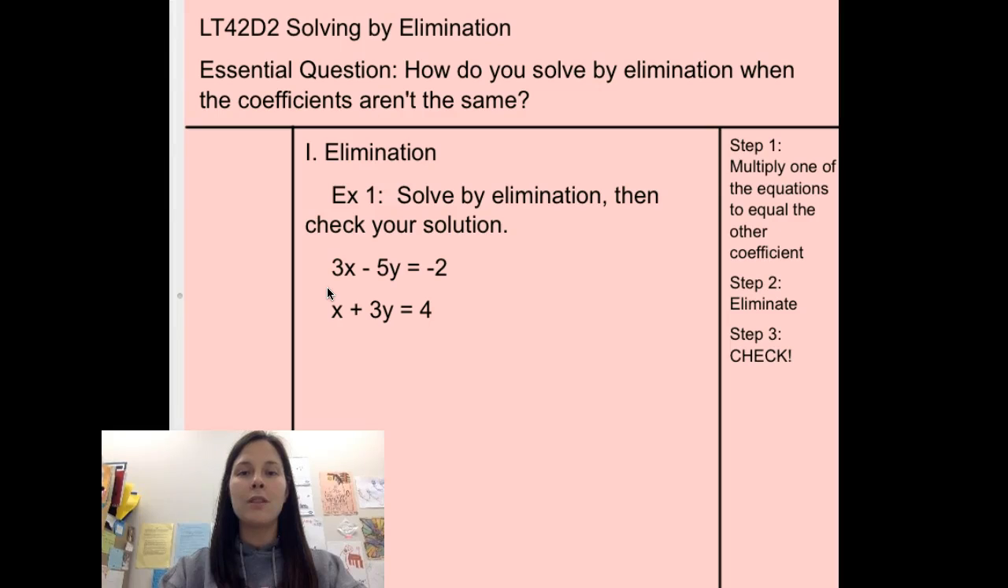So what we do is we try and find a common multiple, something that both of the coefficients will go into. Our x variable will be easier to cancel because one of our x's has a coefficient of 1. If I multiply that 1 by a negative 3, it will be the opposite of the coefficient in the first equation, and then when I add them together, they'll cancel. So I'm going to rewrite the first equation.